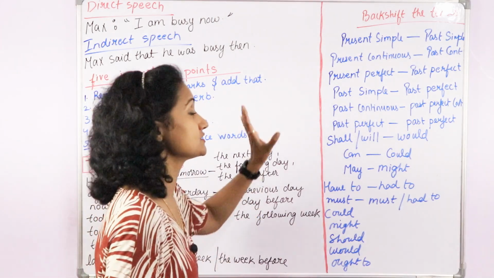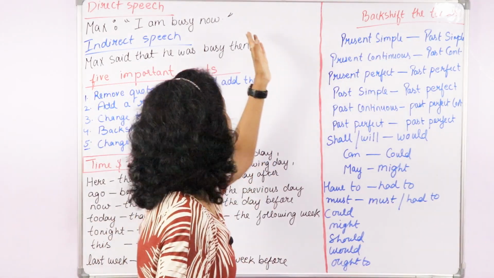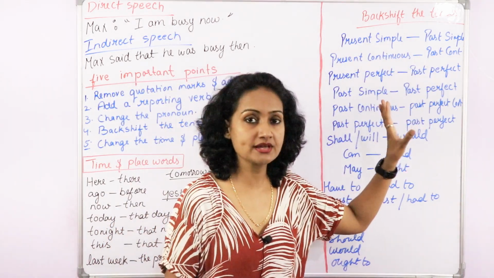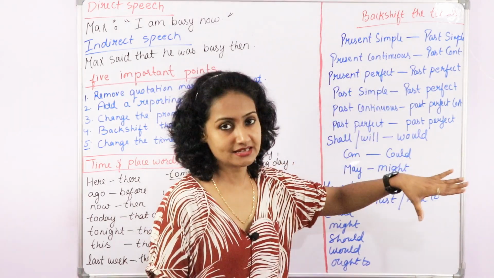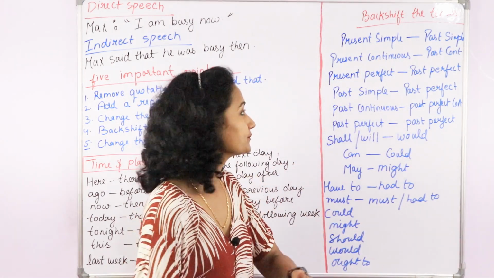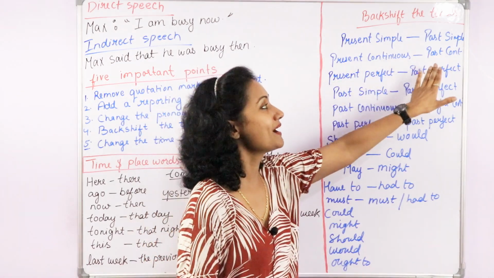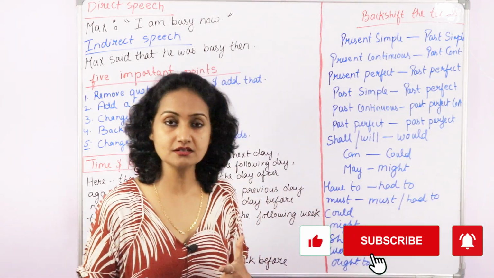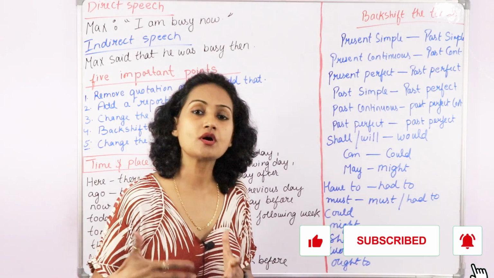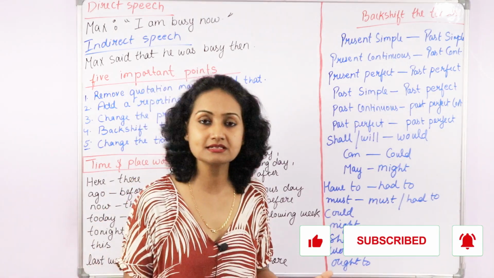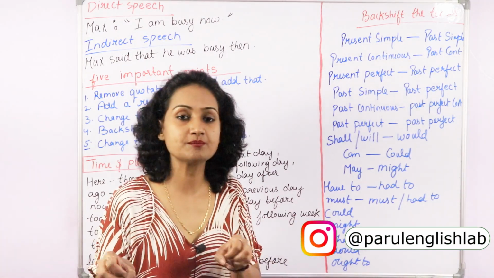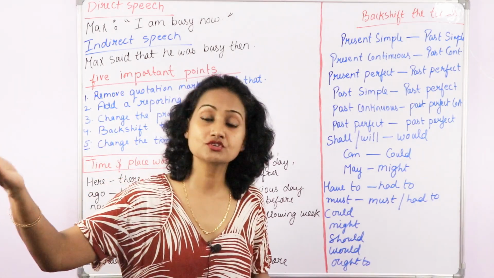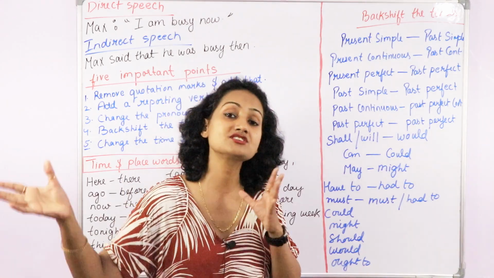Now let's move on to backshift the tenses. Present simple will change to past simple, moving the tense back 1 tense. Present continuous will change into past continuous. Present perfect, past perfect. So basically what is happening here, we are talking about the past. Whatever happened, whether it happened in past or present, we tell it to someone else later. So that is again past, and that's the reason we have to backshift the tense.